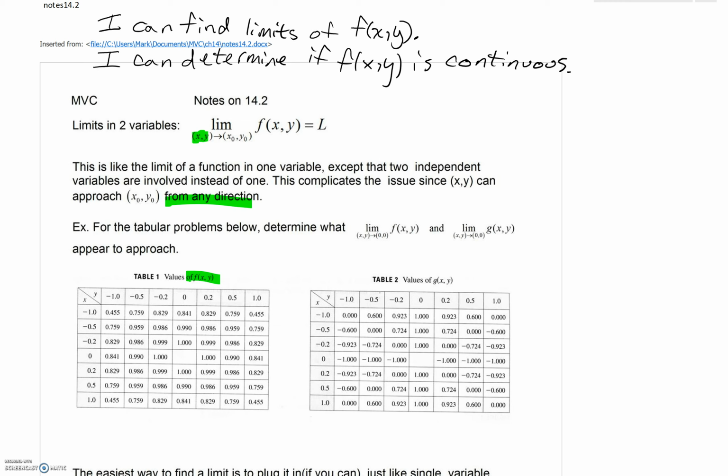Multivariable calculus, we're in chapter 14, section 14.2. Take a look at the top of the screen. Today we're going to find limits of a function of x and y, two inputs. And then we can also determine if that function of x and y is continuous.